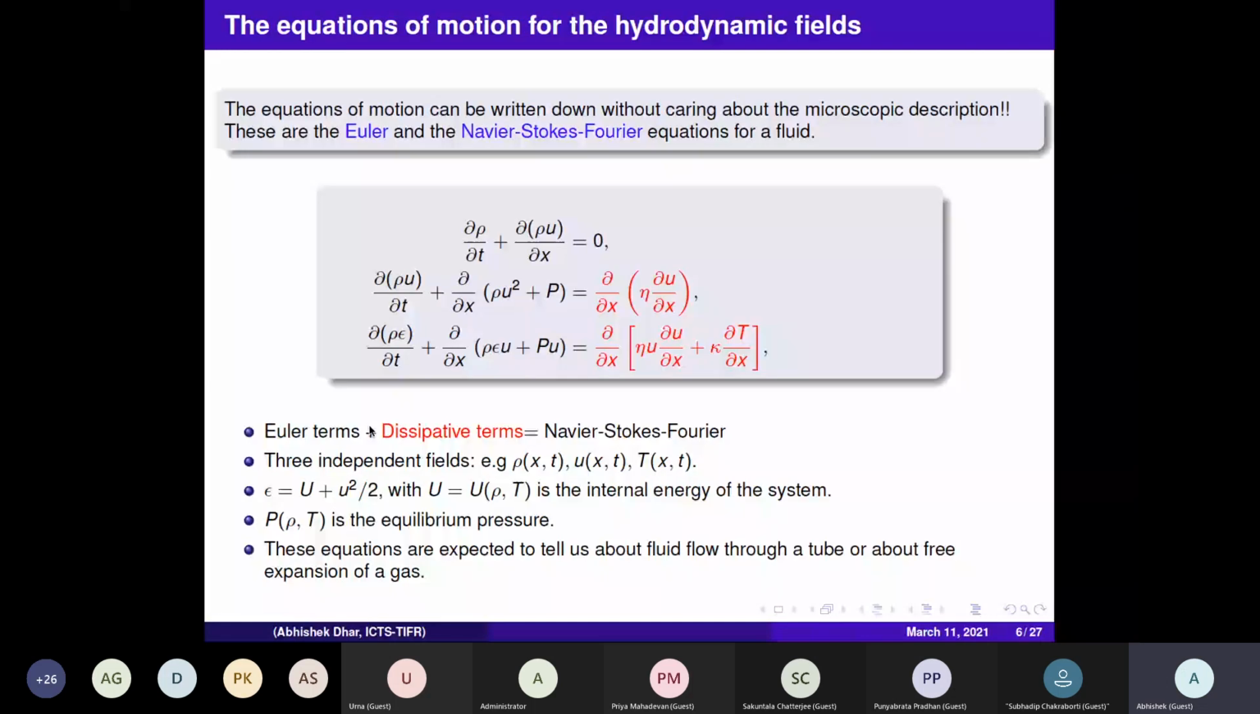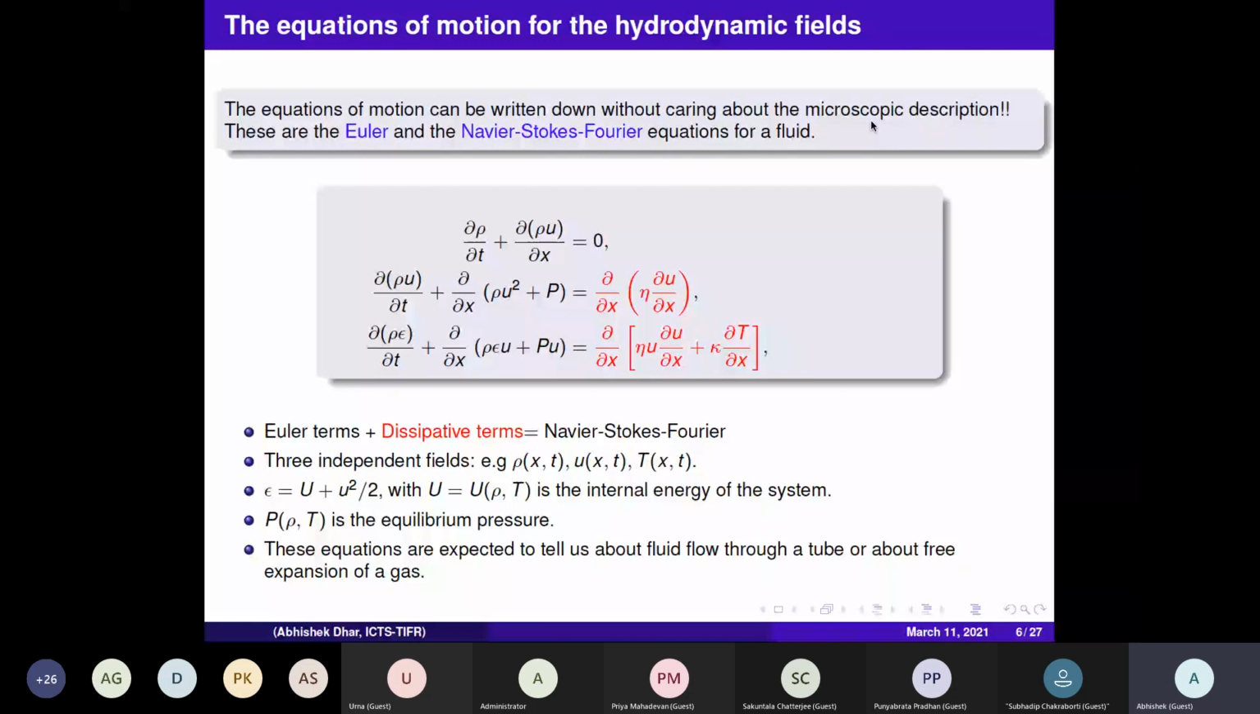And one point is that these equations of motion can be written down without really caring about the microscopic description. This is what Euler and then Navier and Stokes wrote around, I think, the 19th century. And they didn't really worry about the underlying microscopic model. So they wrote these equations purely phenomenologically. And okay, so these are the three equations.